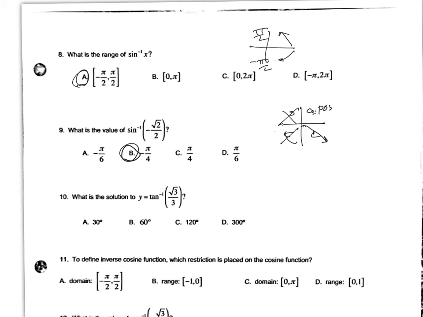Or does the tangent equal radical 3 over 3? Well, I see 2 3's, so that means it's got a 6 in the bottom. It's pi over 6. It's positive, so it's in the first quadrant. Well, pi over 6 isn't a choice, but 30 degrees is the equivalent to pi over 6.